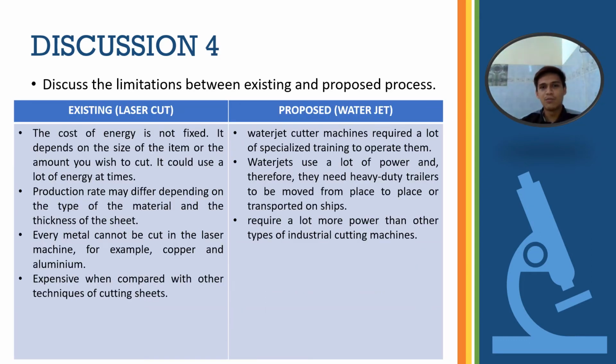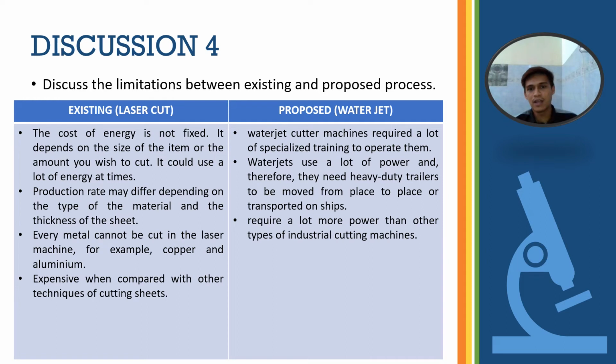And for discussion number 4, the limitations between the existing process, which is laser cut, and also the proposed process, which is water jet. For the existing, the cost of energy is not fixed. It depends on the size of the item or the amount you wish to cut. The production rate may be different depending on the type of material and also the thickness of the sheet. And not every metal can be cut in the laser machine, for example copper and aluminium.